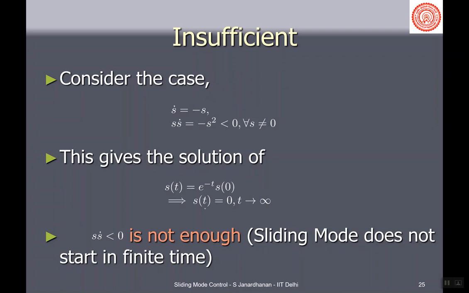Okay. But the really bad point is that now S of t is 0 only as t tends to infinity, and for no finite value of t will you have S of t being equal to 0. So what is the conclusion? It is that merely satisfying S S dot less than 0 is not enough. Something stronger is necessary.